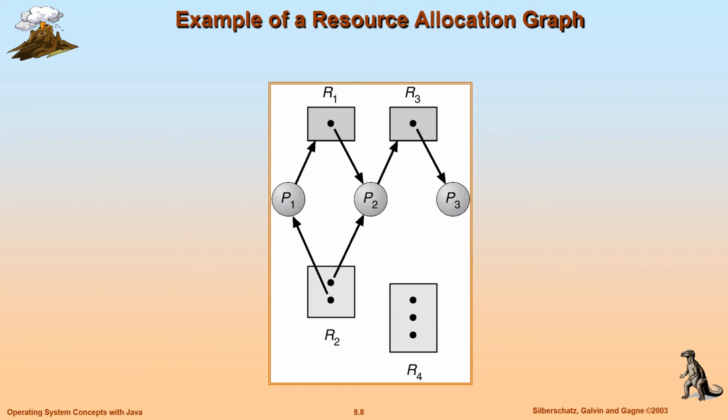Okay, my dear friends, now let us see. This R2 has two resources. One resource of R2 is assigned to P1 and one resource of R2 is assigned to P2. R4 has three resources, still not assigned to any one of the processes.